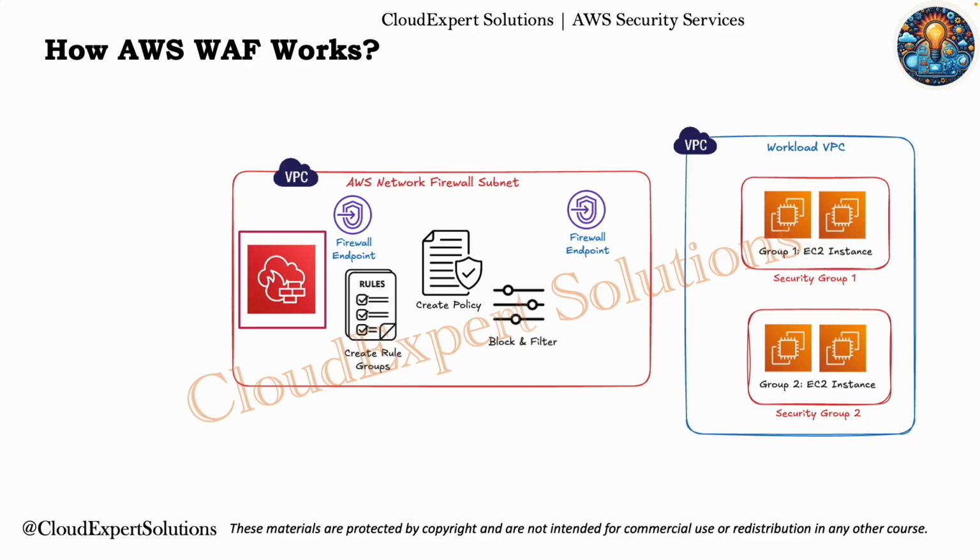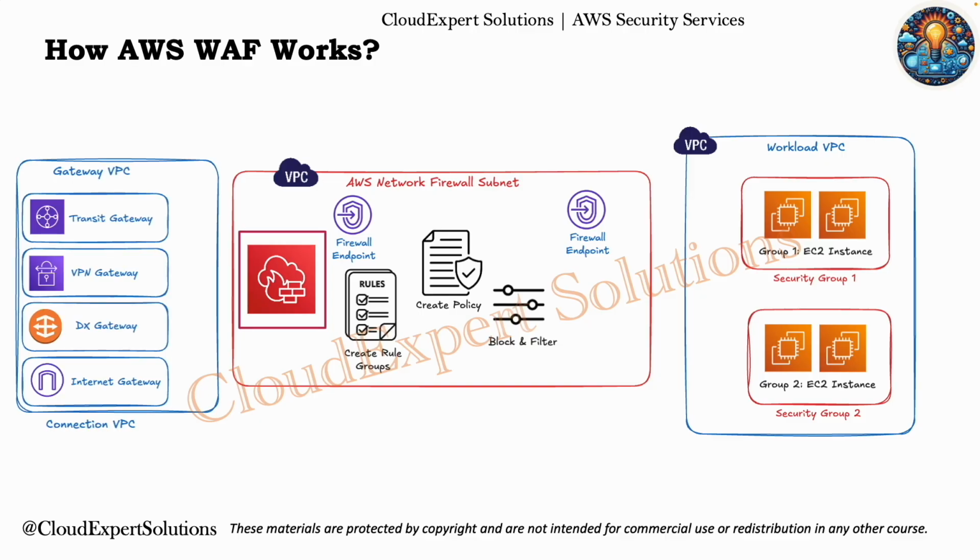Now here we have your connection VPC or gateway VPC, and based on your use cases, you can have either AWS Transit Gateway, VPN Gateway, Direct Connect Gateway, or even Internet Gateway, or a combination of all these. Post the route table configuration, all the traffic will be forced tunnel to your firewall subnet like a security checkpoint. And then only the scanned and legitimate traffic will route to your workload VPC.